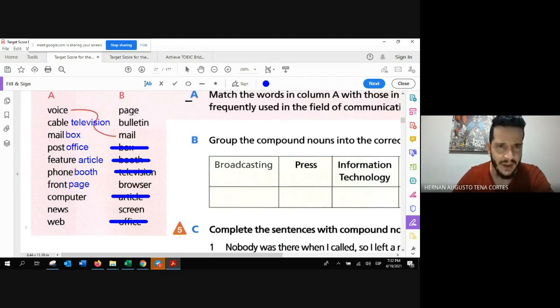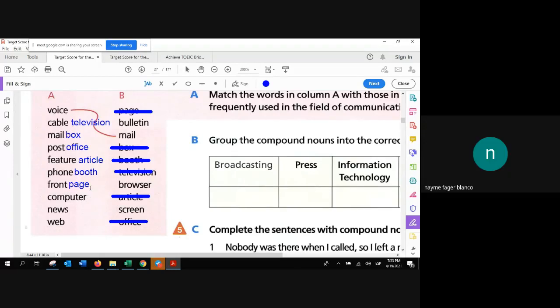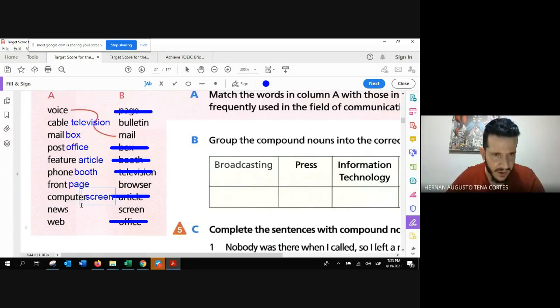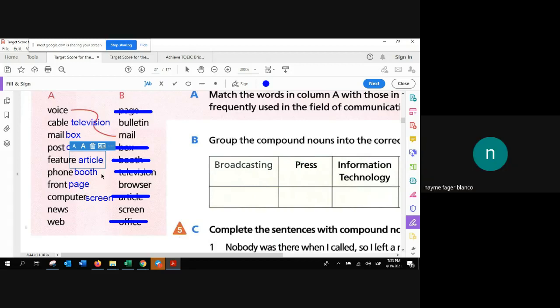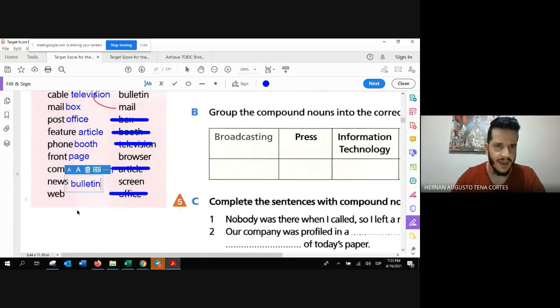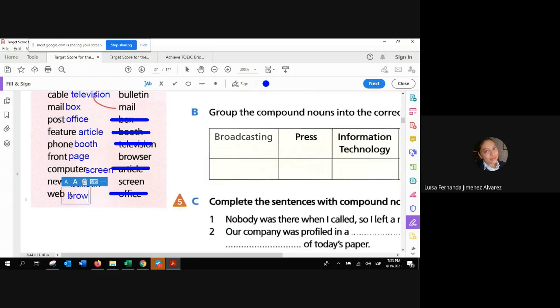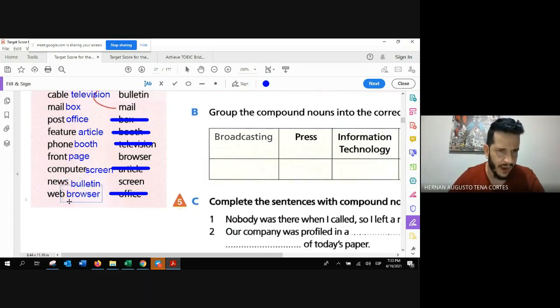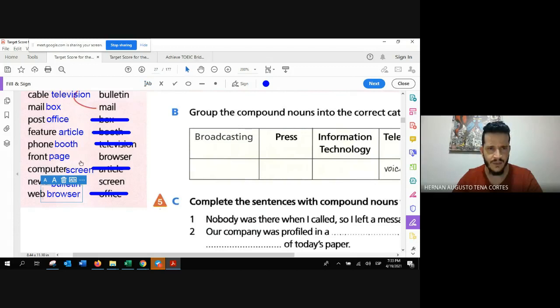So page, okay, we got that. So we're not using page anymore. What else can we use for computer? Computer screen. Yes, for sure. Computer screen. News bulletin. Very good. And finally, browser. Yes. So we all know web browsers, right? Google and Firefox and Internet Explorer, right? Very good class. You guys did fantastic. Very good, guys. Very, very good.